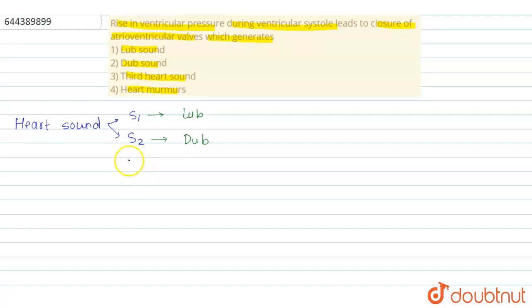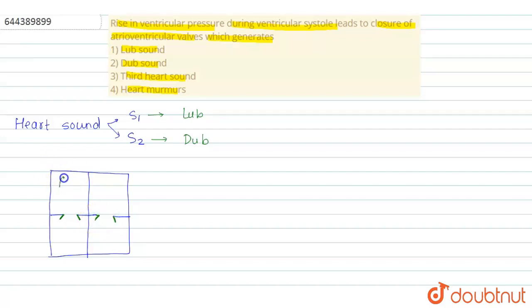Right? Now how are these sounds produced? Our question was relating to ventricular systole, so let's look at the ventricular systole. Now if I draw a rough diagram of the heart, you know that the heart is four-chambered, and there are two atria and two ventricles. The upper two chambers are called atria, the lower two chambers are called ventricles, and there are valves present in between these two chambers, right?